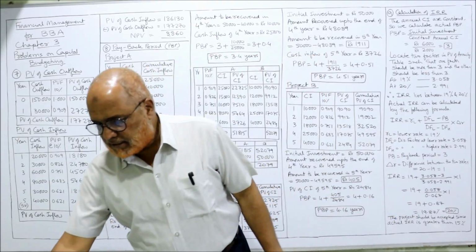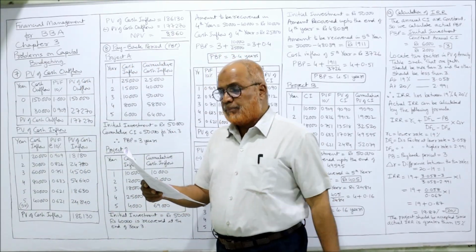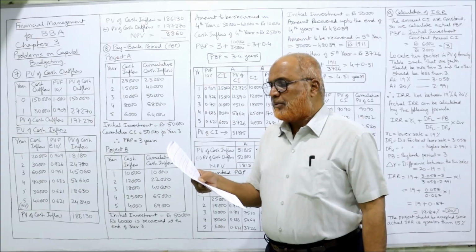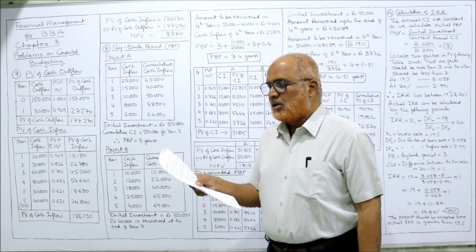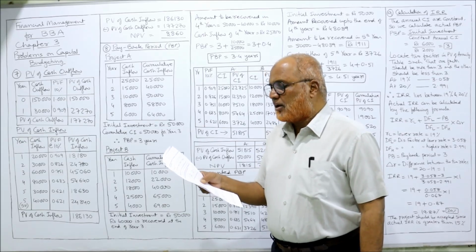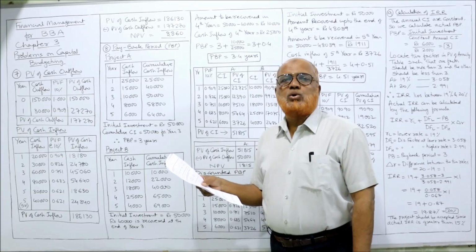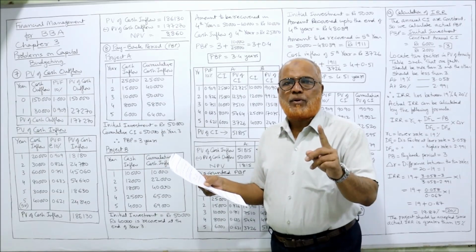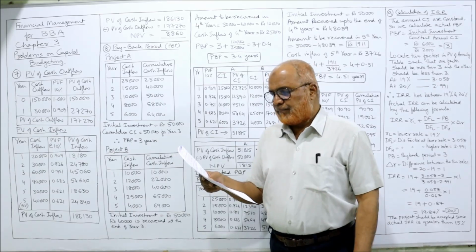Now problem number 8. See carefully problem number 8. It's a lengthy problem. A choice is to be made between 2 proposals which require initial investment of 50,000 each and are expected to generate net cash flows as below. That means mutually exclusive project. Any one of the project have to be accepted, either A or B.